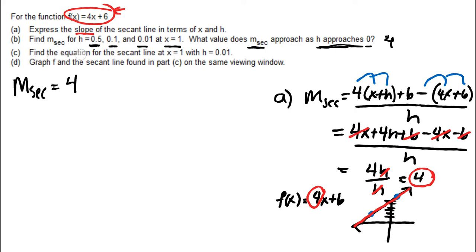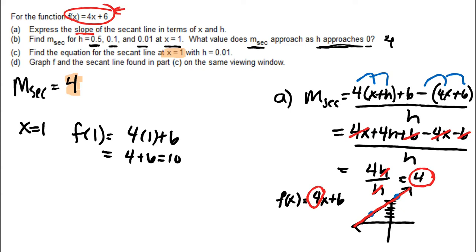For part C, find the equation of the secant line at x equals 1 with h equals 0.01. So to find the equation, we need to know the slope and a point on the line. So we already know the slope is 4. The slope of the secant line is 4. And we want to find the point where x equals 1. If x equals 1, f of 1 is 4 times 1 plus 6, and that's 4 plus 6, which is 10. So I'll find the equation of the line using the point-slope form.